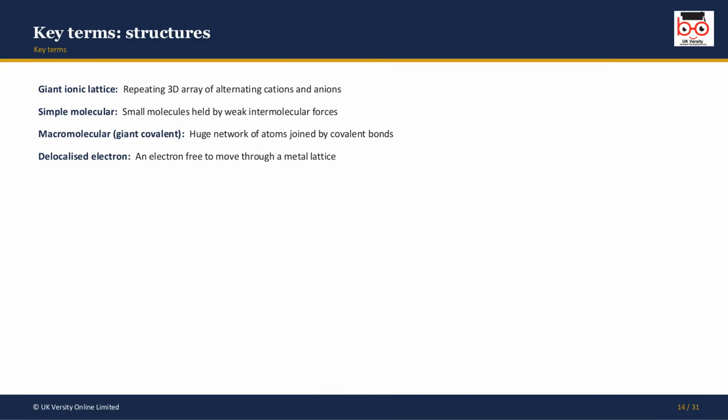Let's name the 4 main structures. A giant ionic lattice is a repeating 3-dimensional array of alternating cations and anions. A simple molecular structure is small molecules held together by weak intermolecular forces. A macromolecular, or giant covalent, structure is a huge network of atoms all joined by covalent bonds. And a delocalized electron, again, is one free to move through a metal lattice.